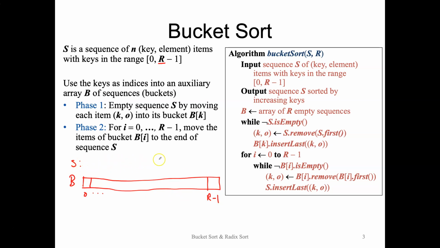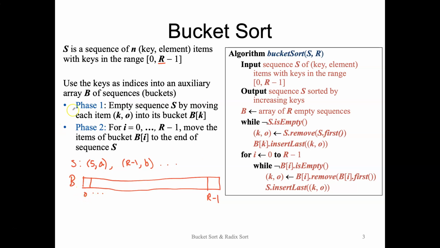Our sequence has some elements with integer keys, but all of those integer keys are within the range of 0 and r minus 1. So maybe we have 5 and then some object associated with it. 5 is just the key associated with that object, and then some other values, r minus 1, b, and so forth. These are the unsorted elements that we have. Bucket sort's first step is to create this large array of size r.